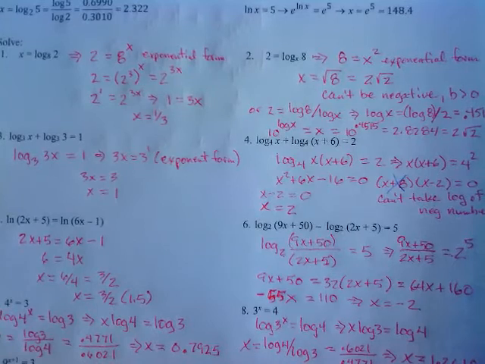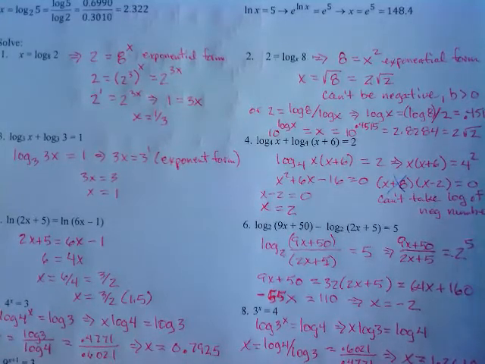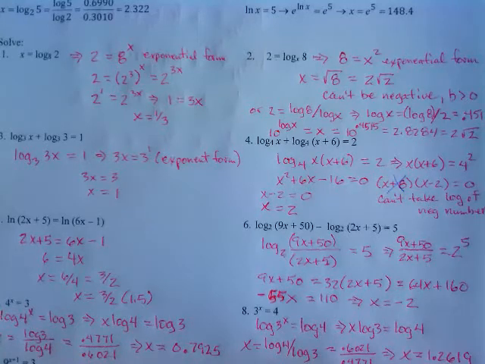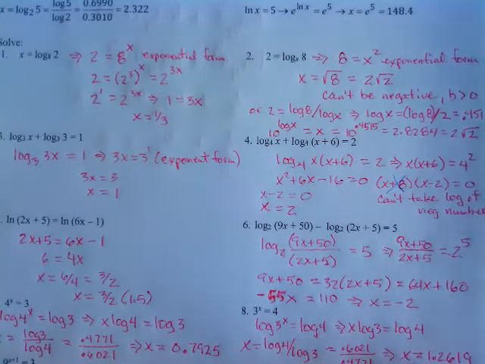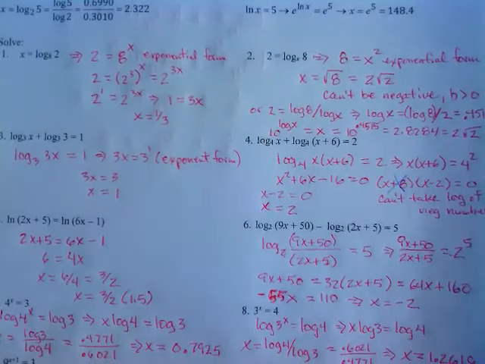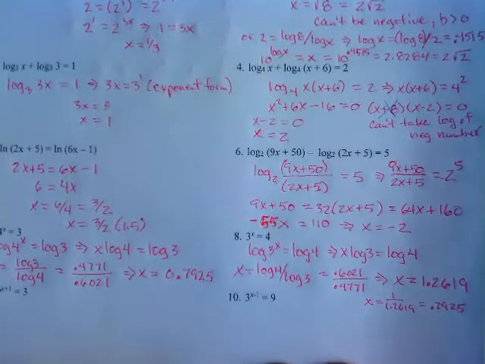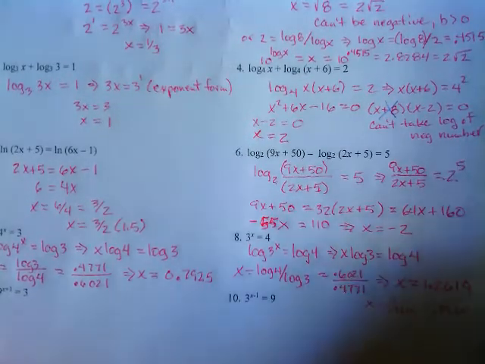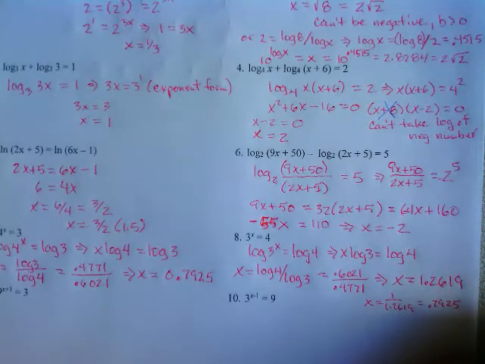And of course, if I were to take this one and go x equals 1 over 1.2619, I would get 0.7925. They are reciprocals of each other. And so there I have problem 8.